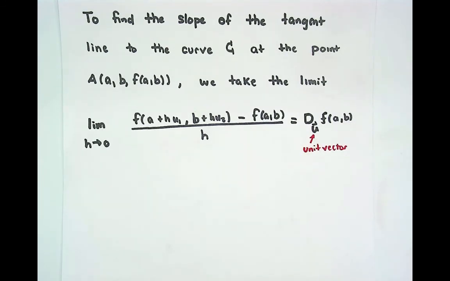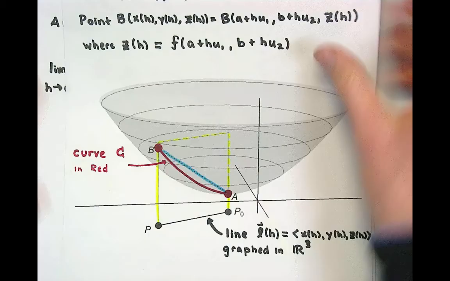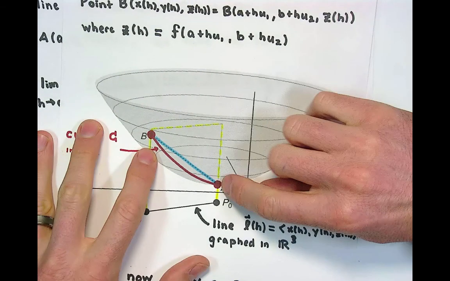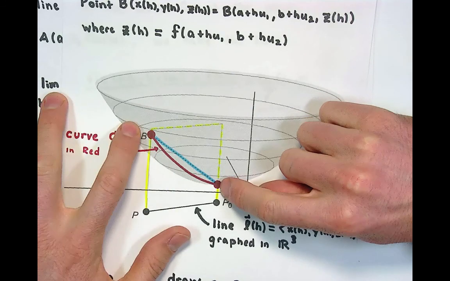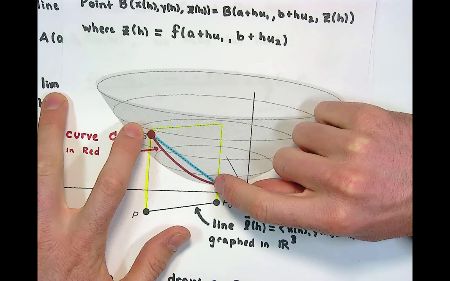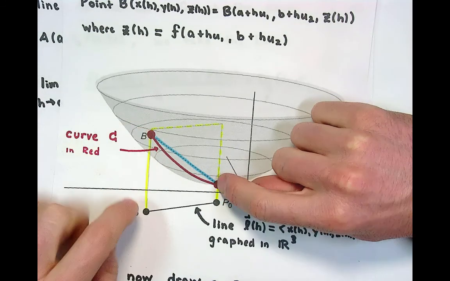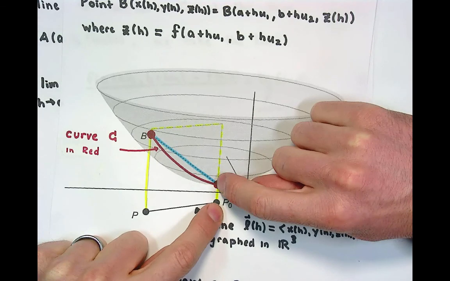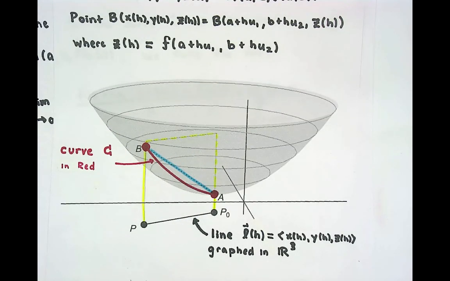And again, if we actually thought about what this means, this would be the slope of the tangent line to the curve if we slapped a tangent line onto this red curve. And the way that we slap that tangent line on is we take a secant line and then we force P to P naught in the domain.